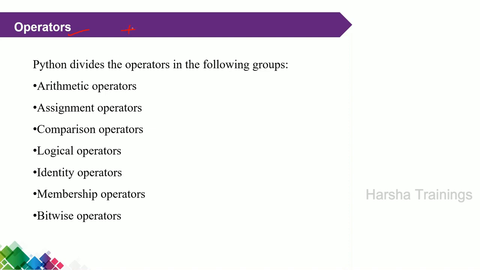What do you mean by operator? An operator is a symbol used to perform an operation. These are the different types of operators available in Python: arithmetic, assignment, comparison, logical, identity, membership, and bitwise. Actually, two of these operators, identity and membership, are not available in C and Java. The remaining operators are available, but these two are not. Step by step, we will move through the operators and then to the execution also.